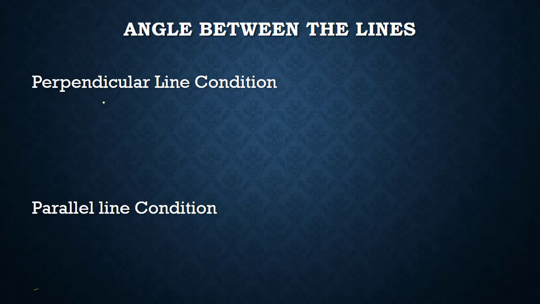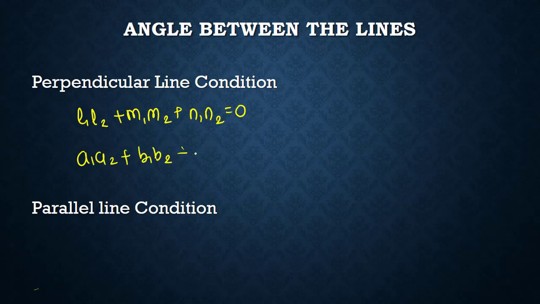If the lines are perpendicular, then what is the condition? Either the sum of the product of the direction cosines will be 0: l1 l2 plus m1 m2 plus n1 n2 is equal to 0, or a1 a2 plus b1 b2 plus c1 c2 is equal to 0. And if the lines are parallel, what? If lines are parallel, then your DRs should be the same or in proportion. So a1 by a2 is equal to b1 by b2 is equal to c1 by c2.